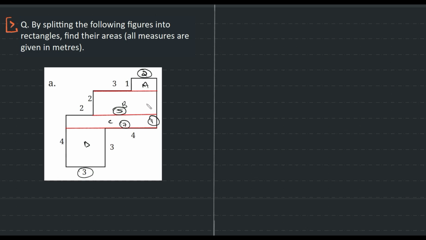This is 1. This length is 2. This length is 1. 1, 2, 1. And this is 3. I think we have all the values. Again, all I did was divide it into rectangles. And whatever is unknown, I just calculated the entire length, took the other lengths and subtracted, and I got the value. It was a simple process.